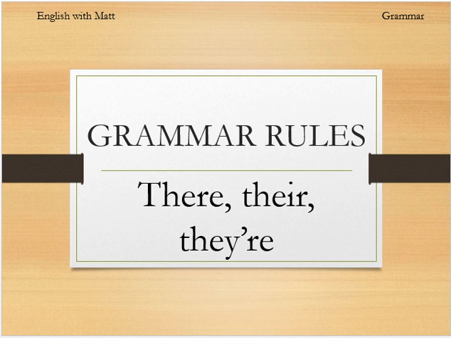These words are known as homonyms. They are words that sound the same to the human ear, but are spelt differently and mean different things. And that's one of the reasons why English can be a very difficult language to learn, because we have words that sound the same, but mean different things.